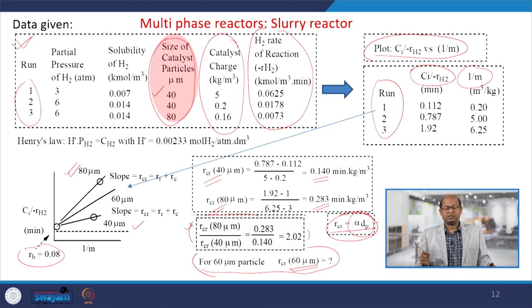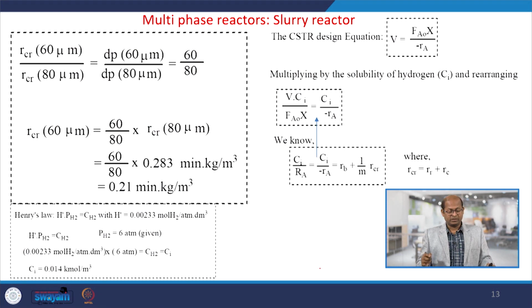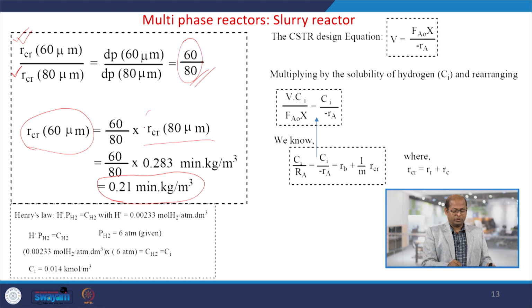Since the total resistance is directly proportional to the diameter of the particle, and the resistance for the 80 micron particle is given, the 60 micron particle we can easily find out. The resistance for 60 micron particles is the unknown you have to find. From the 80 micron particle resistance, since the resistance is directly proportional to the particle diameter, we can write this. So for 60 micron particles the resistance or slope would be like this, by putting in the known diameters, 60 micron and 80 micron, that would be the ratio of them.